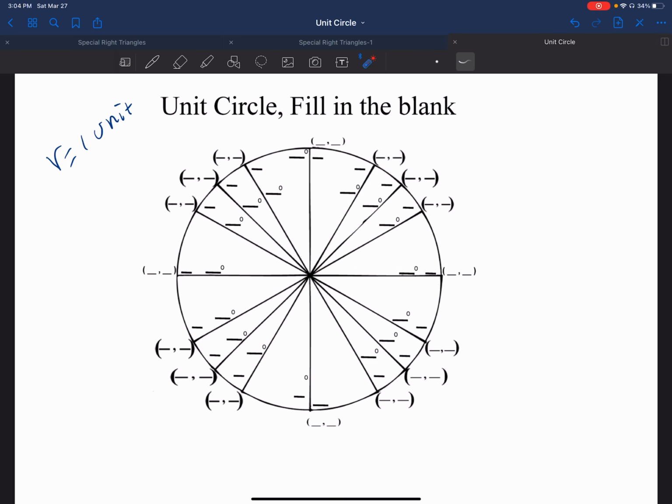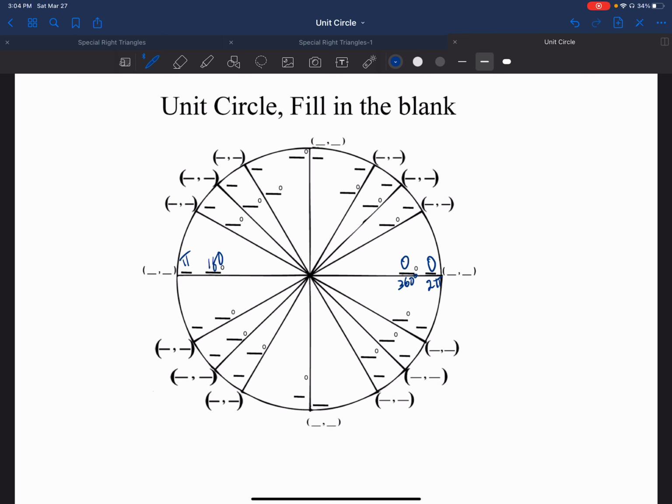There's some information that we already know about the unit circle. For example, we know that if you don't go anywhere, you move 0 degrees or 0 radians. If you do a whole rotation, it will be 360 degrees or 2 pi radians. If you do half of a rotation, it will be pi radians or 180 degrees.